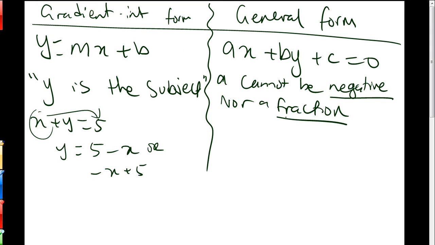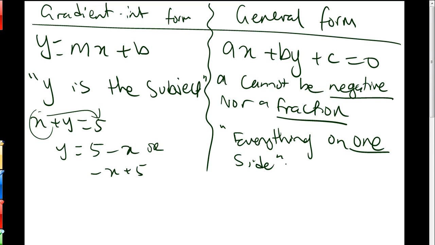Okay, and if it's a fraction, again, you've got to get rid of the fraction. So how do I get rid of a denominator? You times everything by whatever that fraction's denominator is. All right, we'll have a look at some, but that's it. So the key thing with this is everything on the one side. That's it.